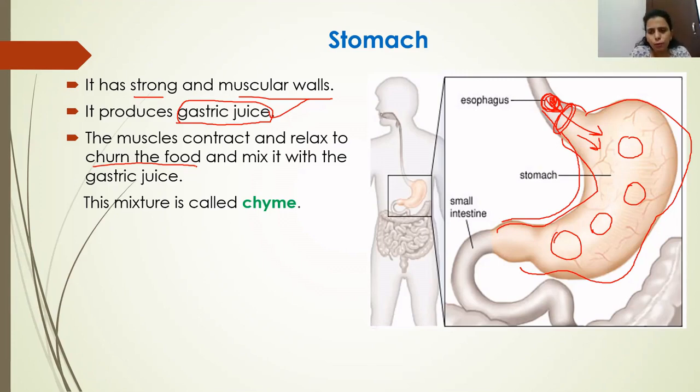Okay, and as the food is already churned by the muscular walls, the food has turned into a paste. Now this paste of food which is present in the stomach mixed with gastric juice is known as chyme. It is called chyme. Okay, so this was mechanical digestion.